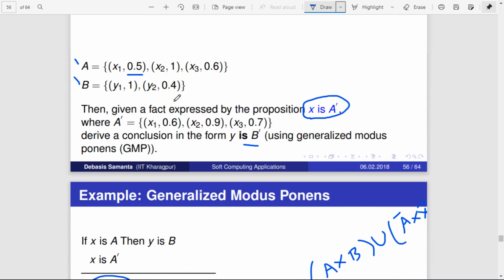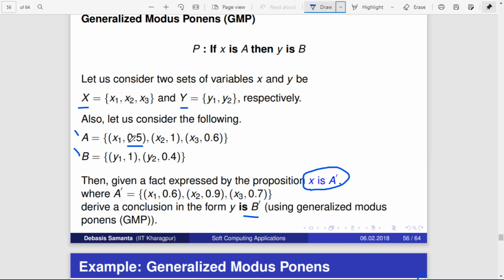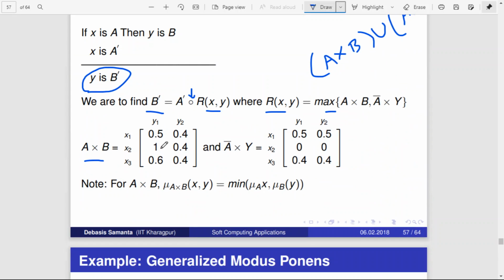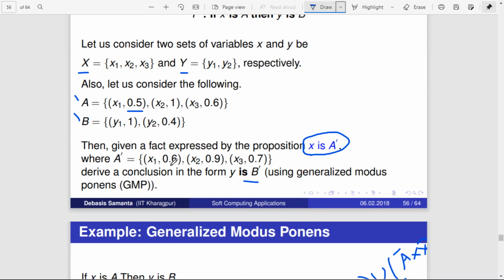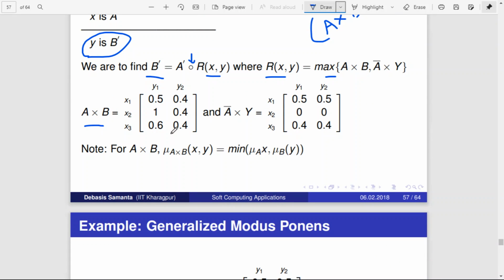Okay. Similarly, now compare 1 with this. 1 and 1, the minimum is 1. 1 and 0.4, the minimum is 0.4. So we got this. Now take the third value. 0.6 and 1, the minimum is 0.6. 0.6 and 0.4, the minimum is 0.4. So we got this. Similarly, calculate A dash cross Y.